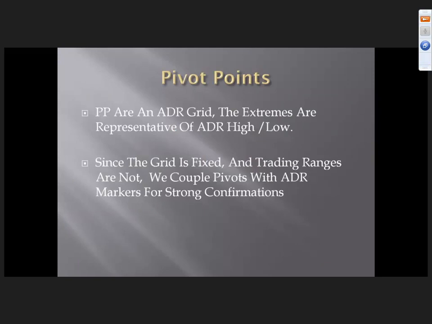Pivot points are an ADR grid, right? What do you mean? If they're based on the daily candle, the daily is the average daily range of that candle. So pivot points are a projection of the daily values into tomorrow's chart. Okay? The extremes are representative of ADR's high and low. So at the extreme of the pivot grid, that's the ADR high. So M3, M4, ADR high. M1, M2, ADR low. If the actual indicator projection lines up with those numbers, it's even more powerful.